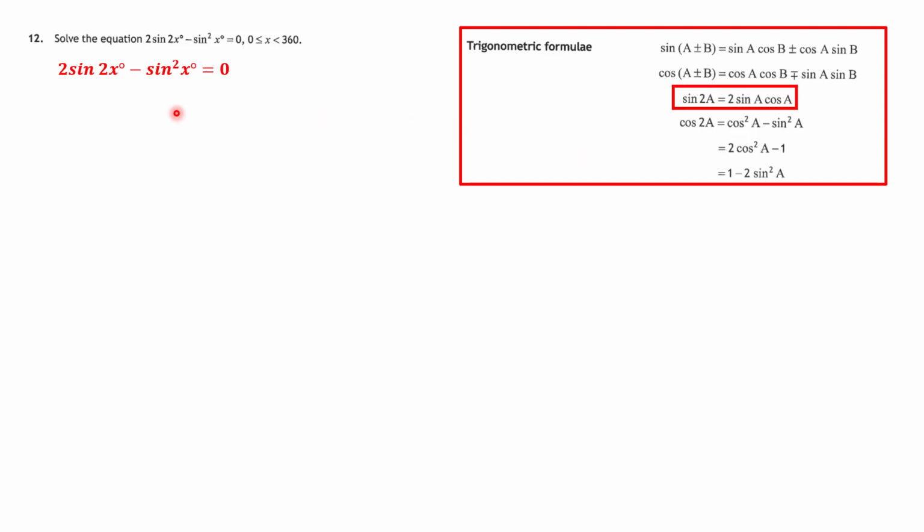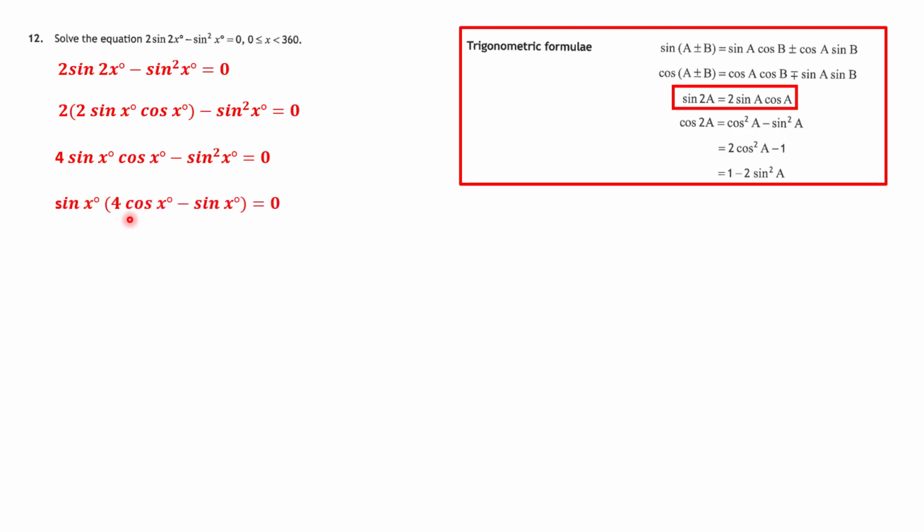Well, we can see we have a sine 2x, so we can use this formula here, which is 2 sine a cos a. So sine 2x is going to be 2 sine x cos x, so we get 2 bracket 2 sine x cos x, take away sine squared x equals 0. Next step is multiply this by 2, so we get 4 sine x cos x minus sine squared x equals 0. We can see our common factor sine x here. We take out sine x as a common factor, and we get sine x bracket 4 cosine x, take away sine x, equals 0. So we can conclude that sine x could be equal to 0, or the bracket can be equal to 0.